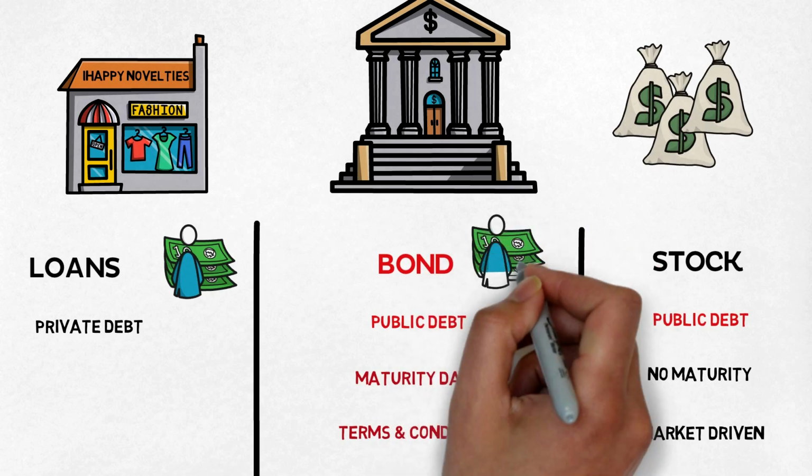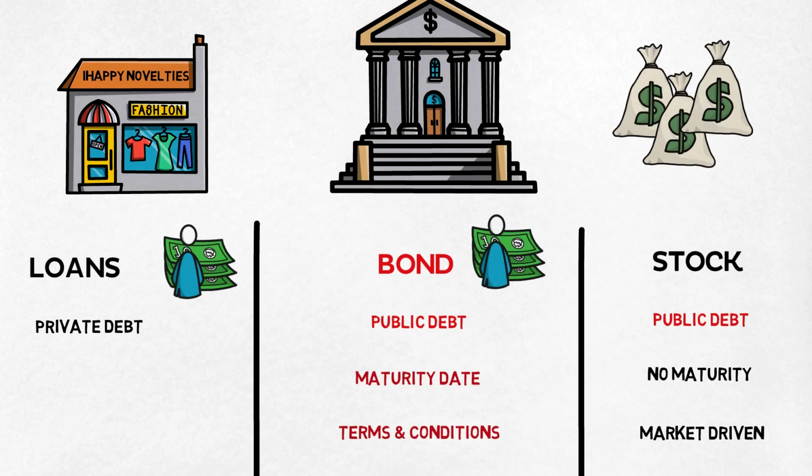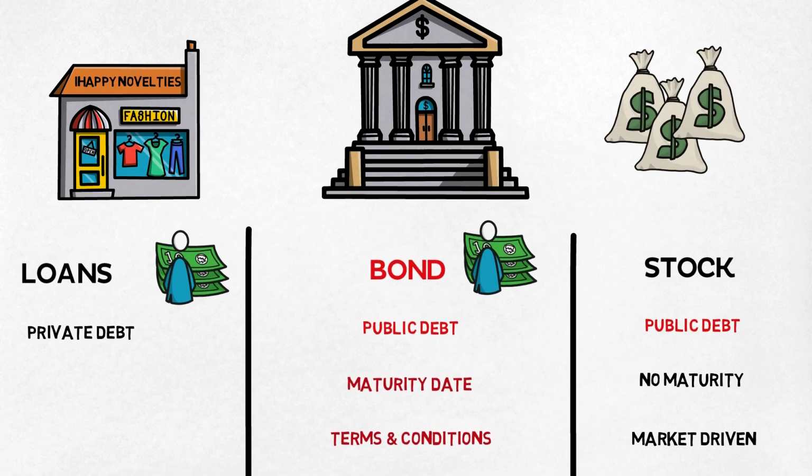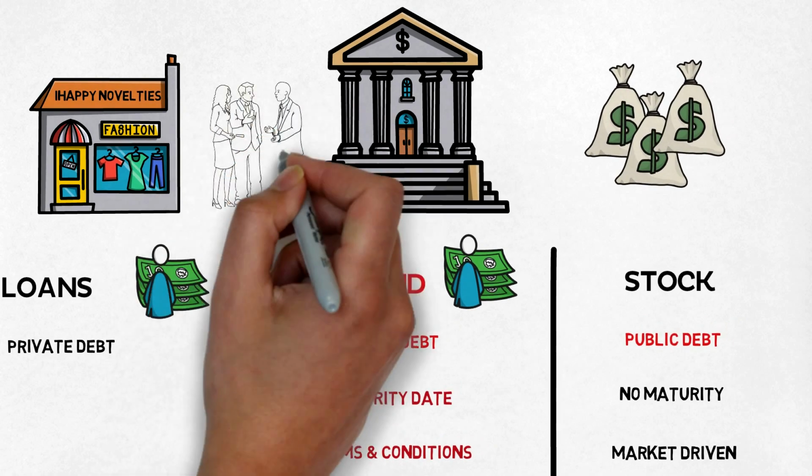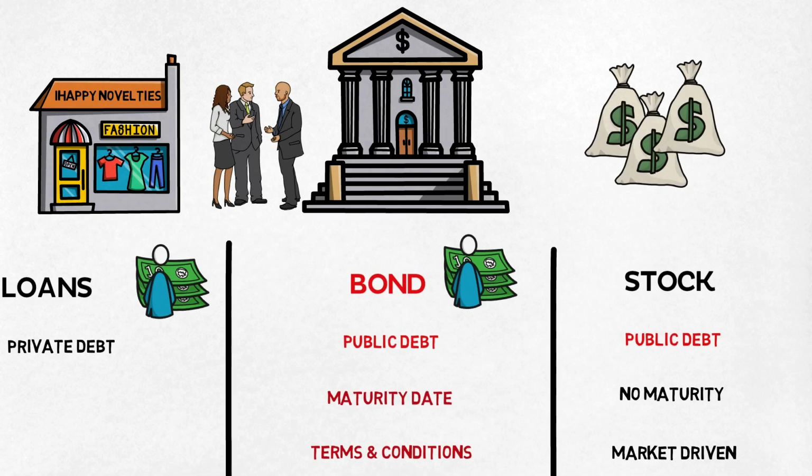So say I issue a $1,000 bond to an investor with a rate, usually called the coupon rate, of 5% with a maturity of 5 years. So each year iHappy Novelties will pay the 5% coupon rate, and at the end of the 5th year, the investor returns the bond to iHappy and takes the $1,000 principal back.